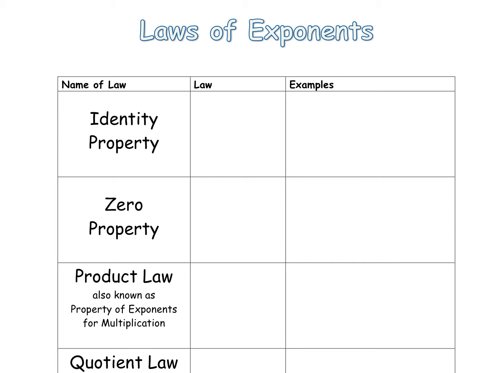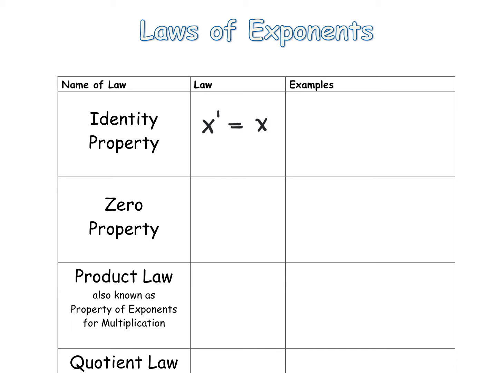Hello, we're going to continue with the product law of exponents today, also known as the property of exponents for multiplication. But before we do, let's go back and review what we've done already. So we started with the identity property, which looks like this. It says any number, any base that we raise to the first power equals that base.